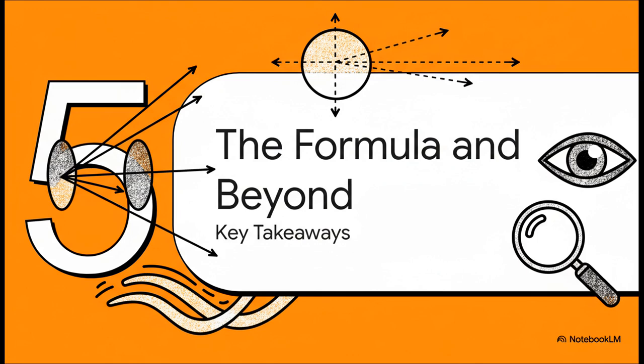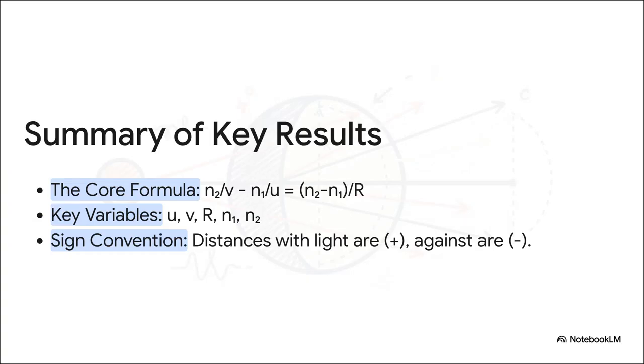Okay, let's do a quick recap of what we've uncovered and talk about why this one seemingly simple formula is actually so incredibly powerful. So what did we learn? At the end of the day, it comes down to one core formula and one crucial rule for science. And these two tools aren't just for solving problems in a textbook. They are the absolute foundation for designing and understanding every lens system you can possibly think of, from a simple magnifying glass all the way up to the complex optics in the Hubble Space Telescope.